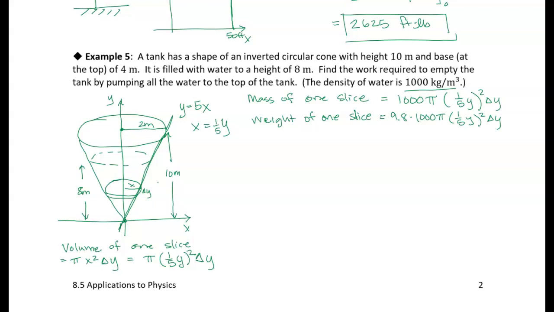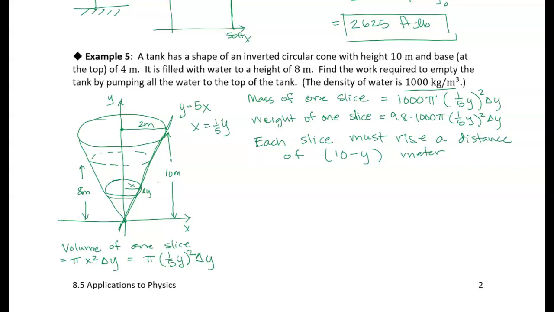Now, how far do I have to lift any given slice? All of these slices are different heights, right? And we have to lift it. The whole cone is 10 meters. So each slice must rise a distance of 10 minus y meters, right? At the bottom, this little slice has to rise the whole 10 meters, whereas at the top here, it looks like the top of the water is at 8 meters, so it only has to rise 2 meters, okay?